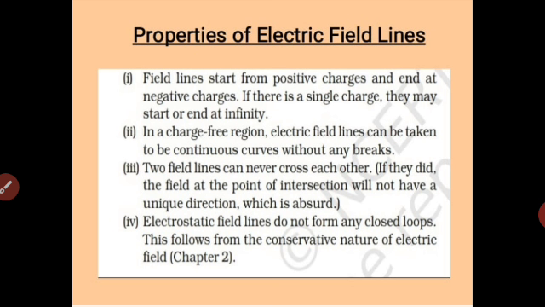Third point, two field lines can never cross each other. If they did, the field at the point of intersection would not have a unique direction, which is absurd. This is an important property that no two field lines can ever cross each other. These field lines give us the direction of the electric field. Thus, if they cross, then at the point of intersection we will have two directions, which is not possible. Hence, two field lines can never cross each other.